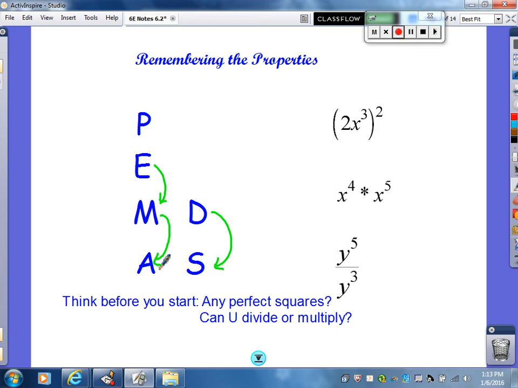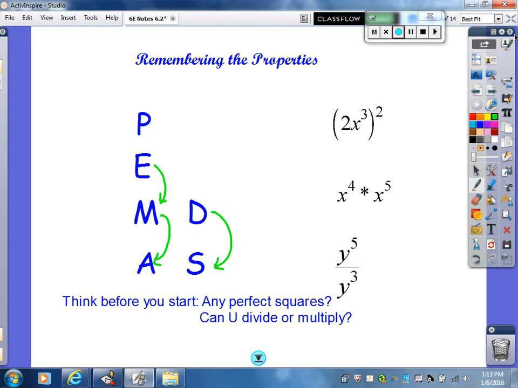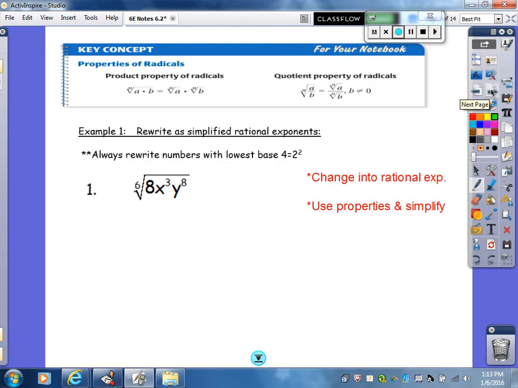Alright, let's get into the types of problems we're going to be looking at doing here. Alright, so here's our first one. It says sample 1, rewrite as simplified rational exponents. That means we want fractional exponents. Alright, please make sure you write down my bullets. So take a moment if you need to, stop the video and write down the bullets, because these are the steps that you need to be thinking about, rules you need to follow.